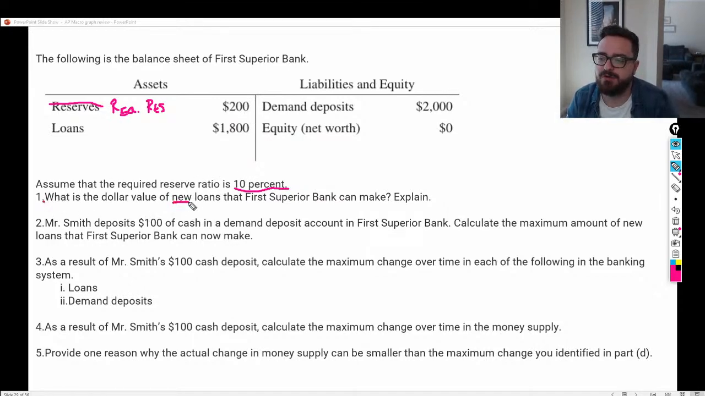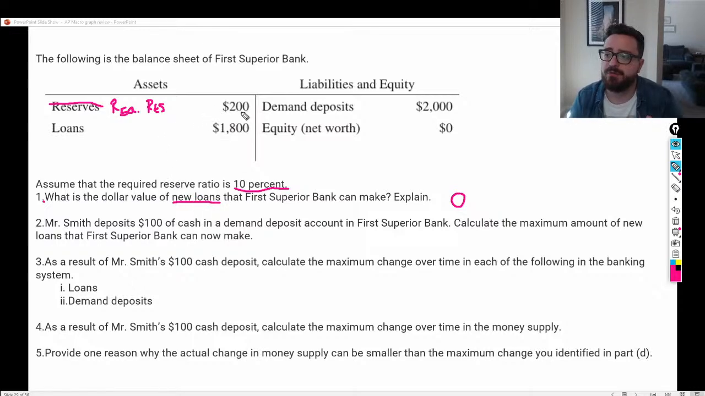What is the dollar value of new loans that this bank can make? How much money can this bank loan out right now? 0. This bank can't loan out anything. Why? They've already loaned out every piece of the pie they could. $1,800 has been loaned out. It is gone. How much can they loan out now? Literally none. Those aren't new loans, those are old loans. New loans, 0.